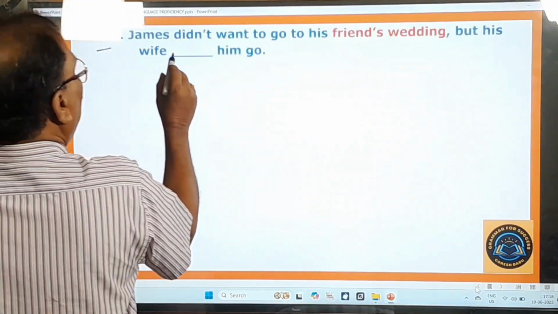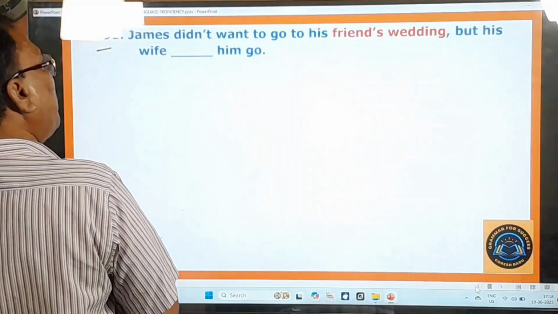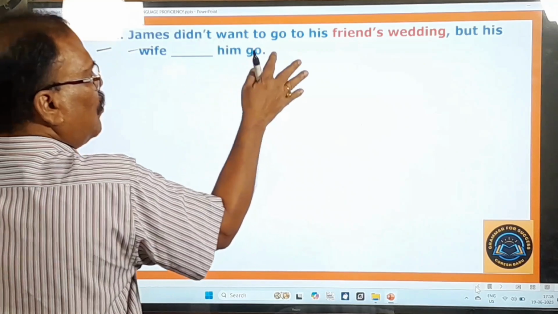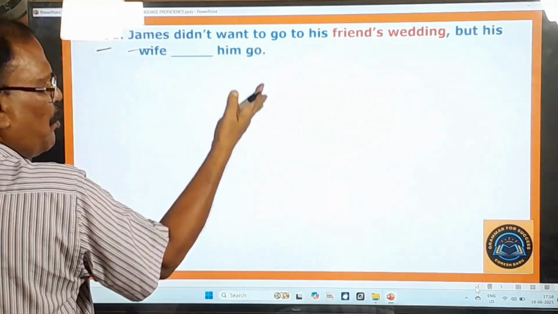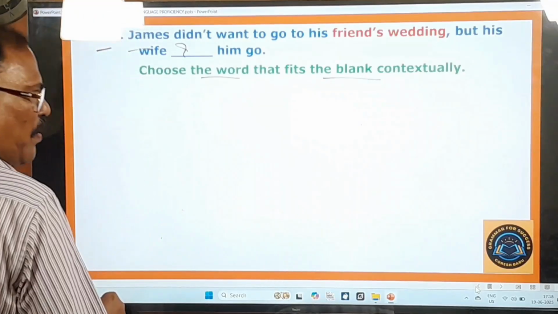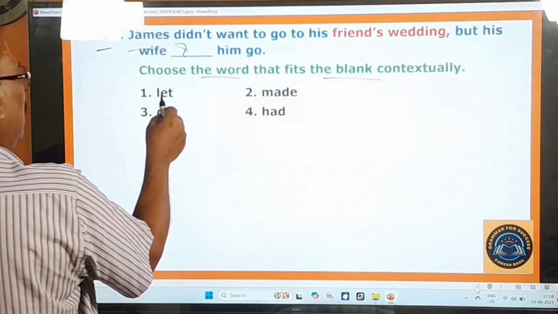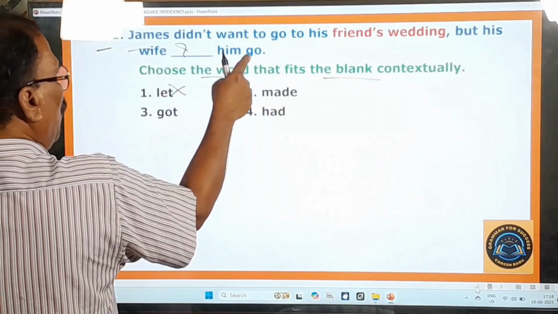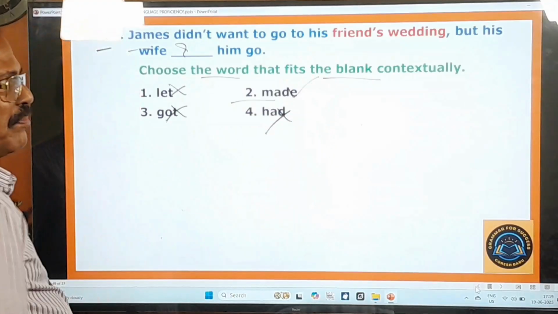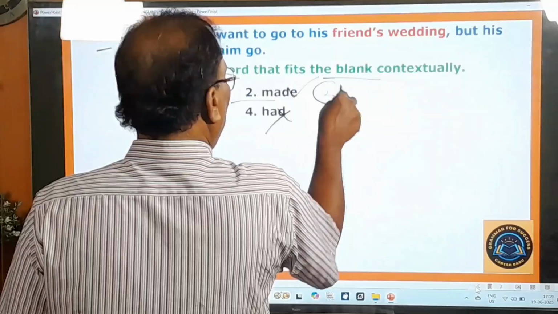91st question. James didn't want to go to his friend's wedding, but his wife dashed him go. James actually does not like to go to his friend's wedding, but his wife dashed him go. So what to be used in this blank? Choose the word that fits the blank contextually. Contextually, the correct word you have to use there. But is it let? His wife let him go? No. Got him go? No. Had him go? No. But made him go. His wife made him go. So therefore the second one is the right one.